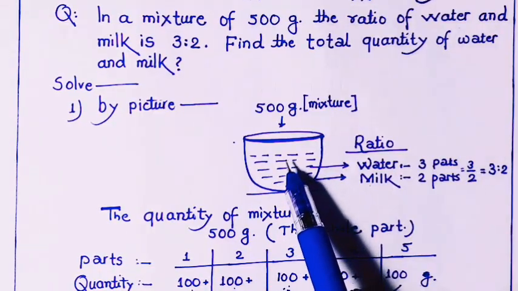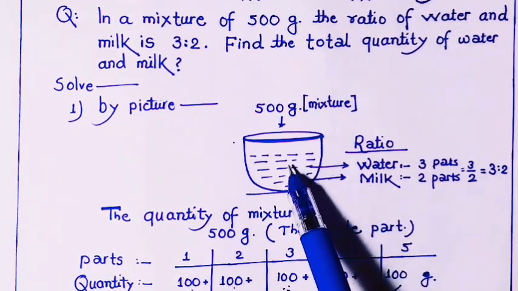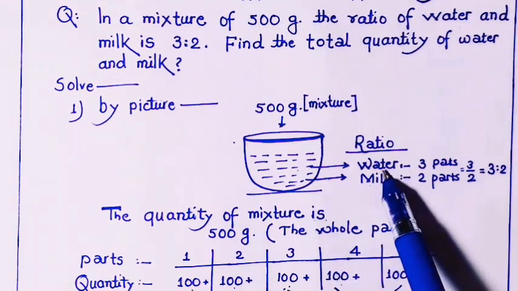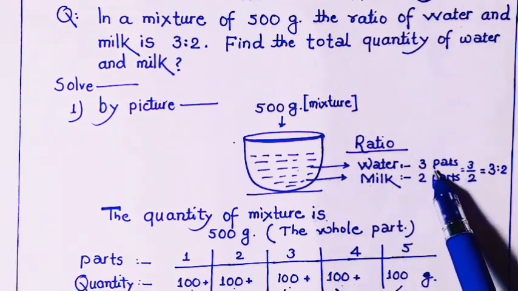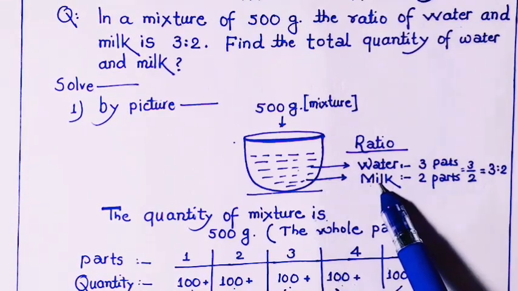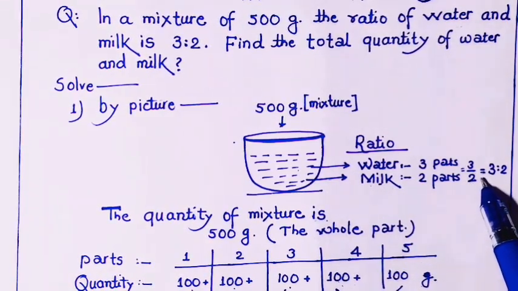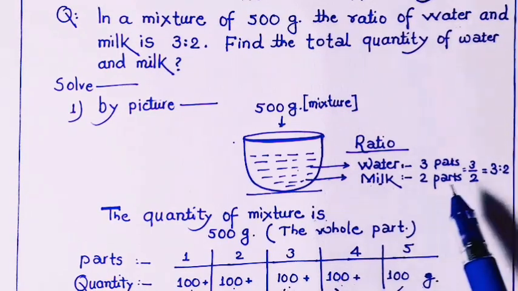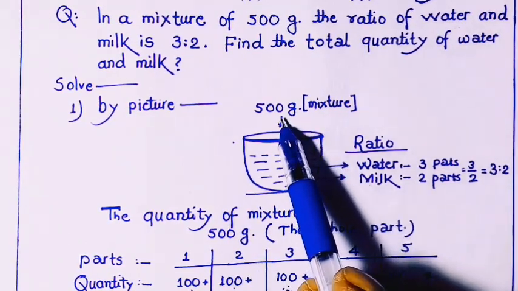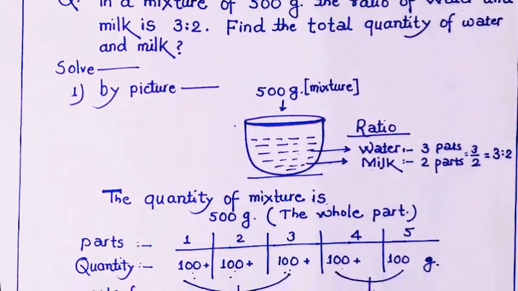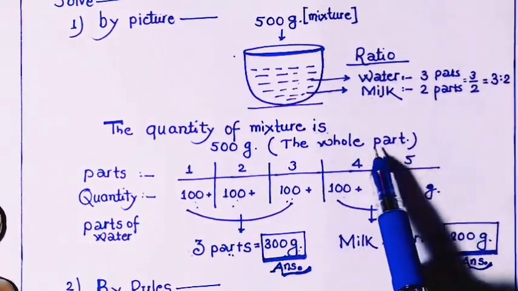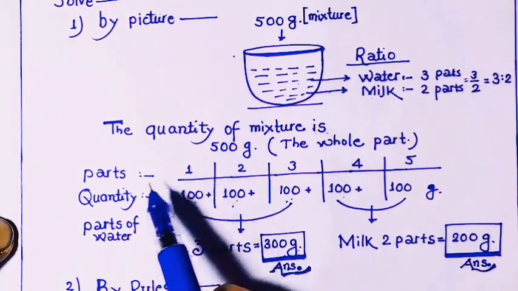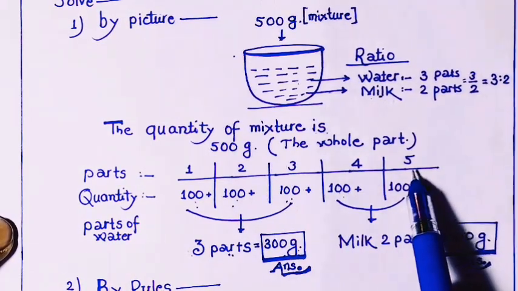This is a pot, and this pot has 500 grams of mixture, and wherein the ratio of water and milk is 3 to 2. It means 3 parts water and 2 parts milk. So how can this ratio be changed into the quantity? The total amount of quantity is 500 grams and this is the whole part. So the quantity of mixture is 500 grams, the whole part, and this quantity will be changed into 5 parts: 1, 2, 3, 4 and 5.